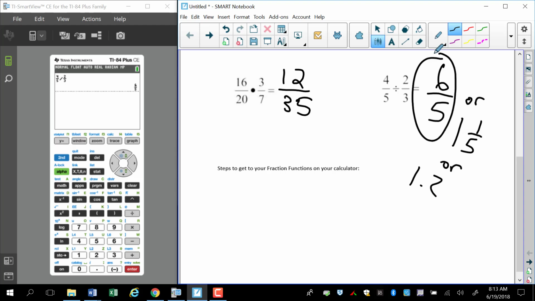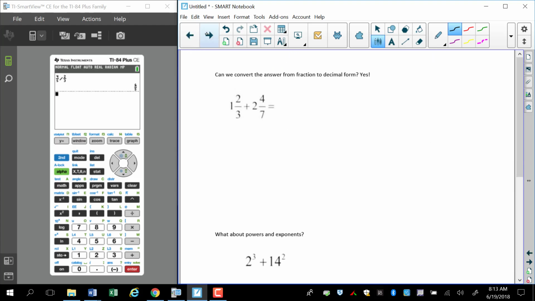Hopefully you get these answers. Now, just to work this, it says, can we convert the answer from fraction to decimal form? What I wanted to show you here is how to use the mixed number key.